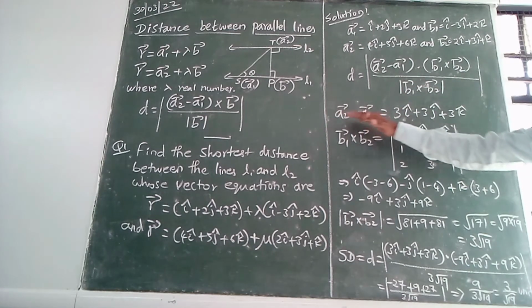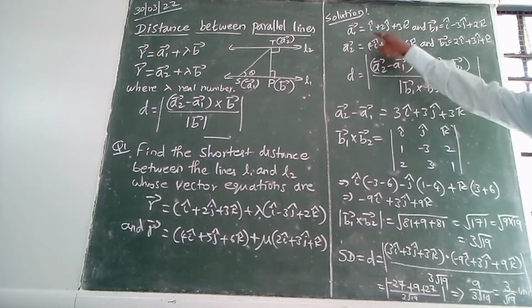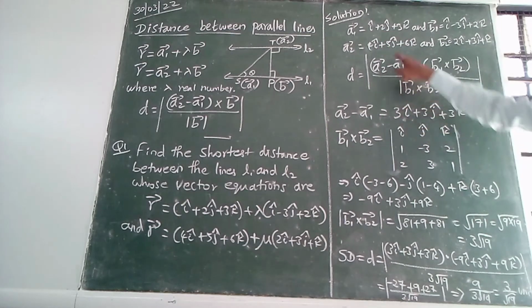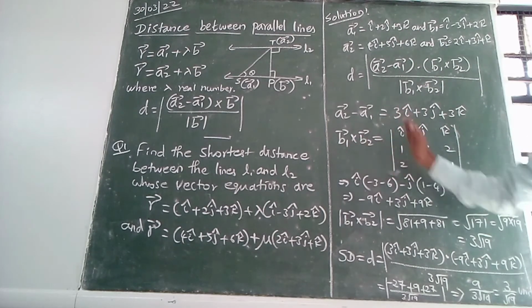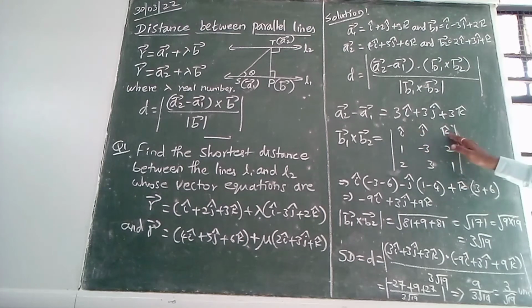First we need to find A2 vector minus A1 vector. 4 minus 1 is 3, so 3i cap. 5 minus 2, 3j cap. 6 minus 3, 3k cap. Then for B1 cross B2, we have to use the matrix with i cap, j cap, k cap.